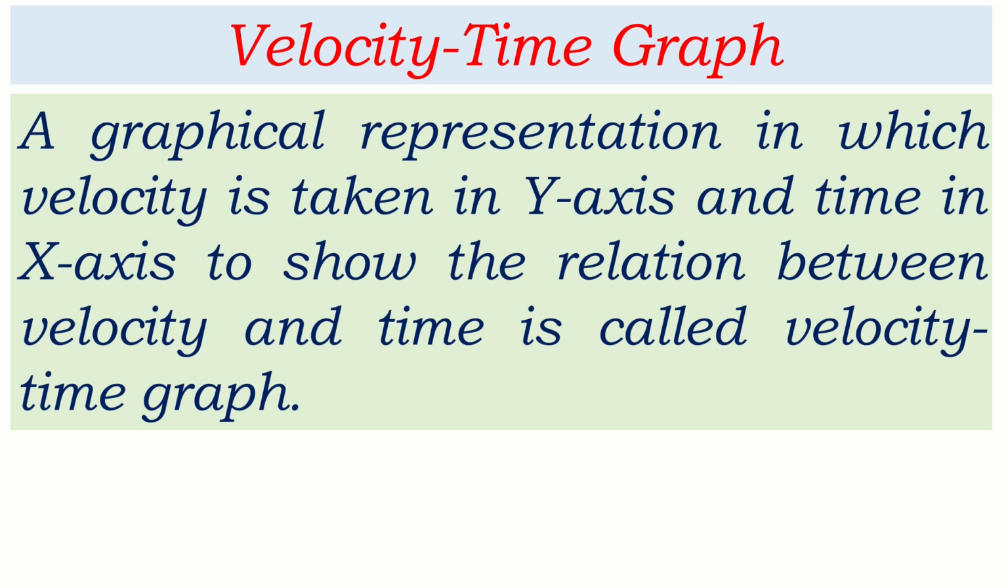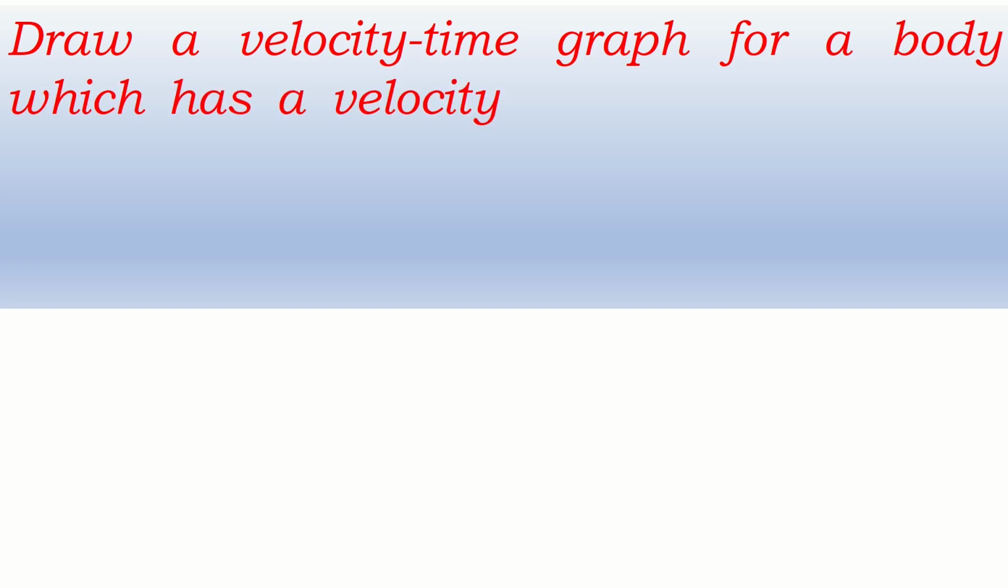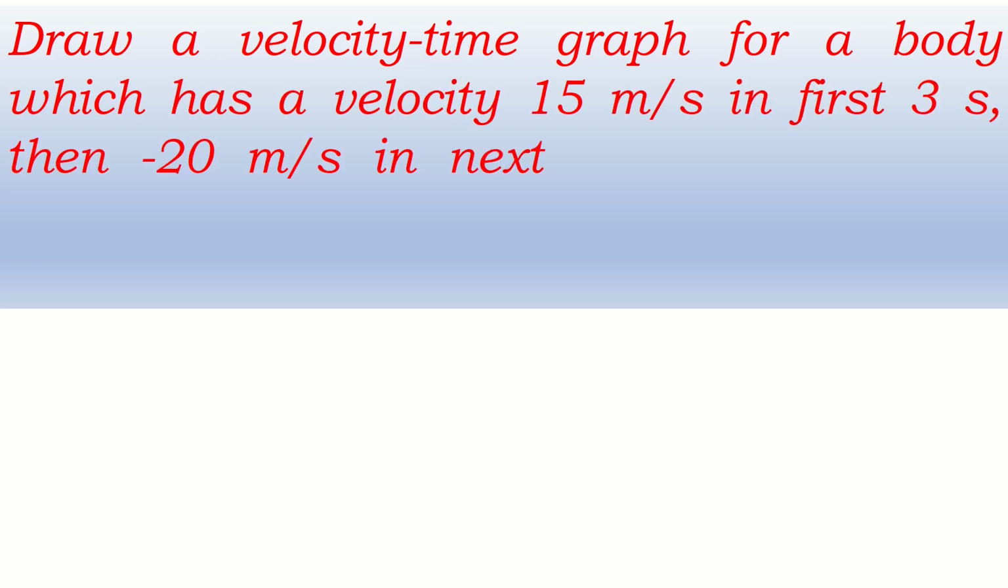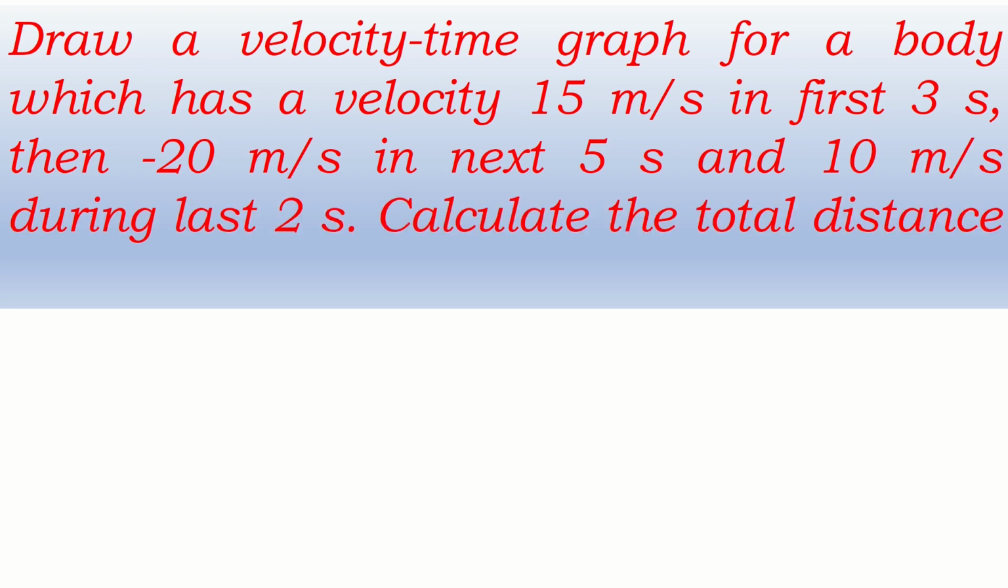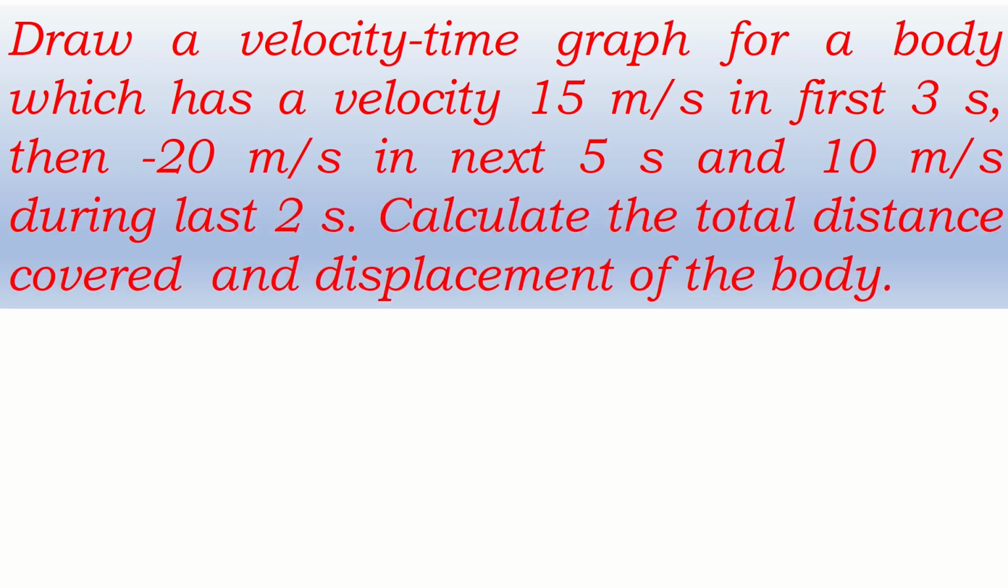how to represent the motion of a body in a velocity time graph. For this, I have taken one numerical problem. Draw a velocity time graph for a body which has a velocity 15 meter per second in the first 3 seconds, then minus 20 meter per second in the next 5 seconds, and 10 meter per second during the last 2 seconds. Motion is different in different time periods. And lastly, another question is also added. Calculate the total distance covered and displacement of the body.